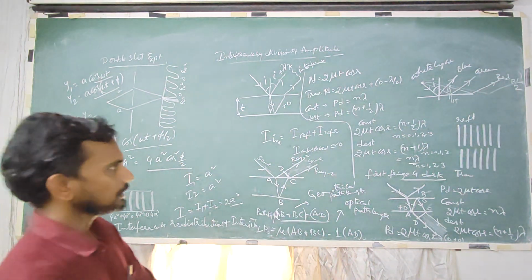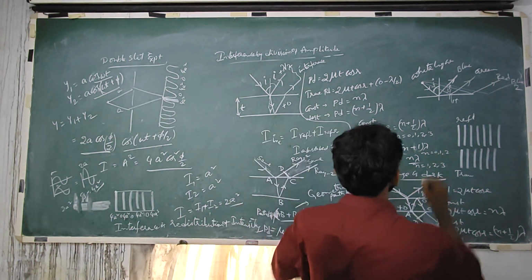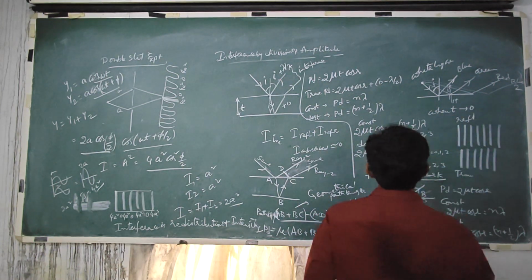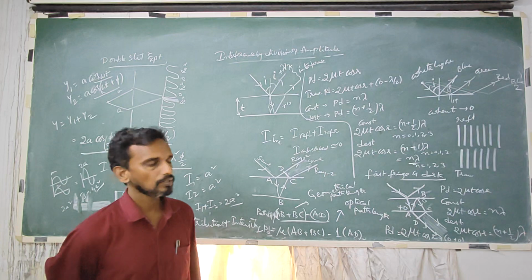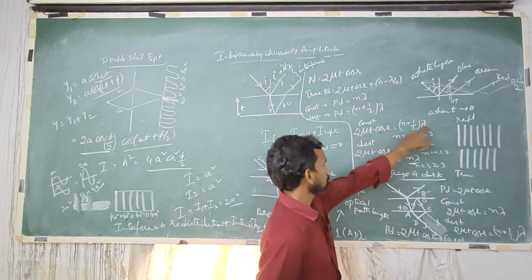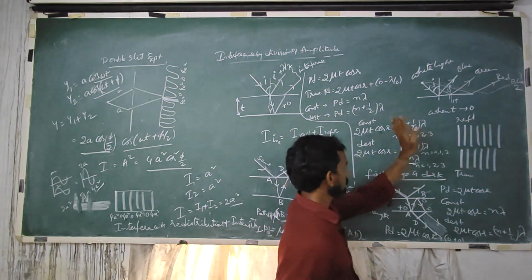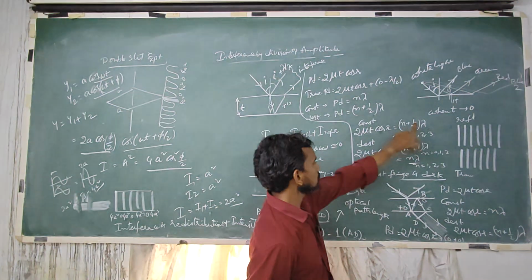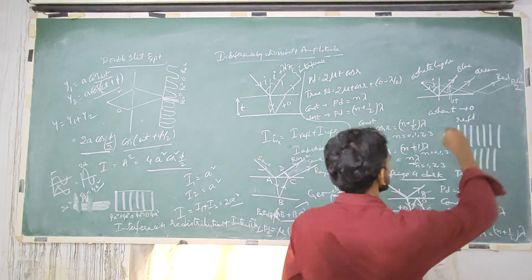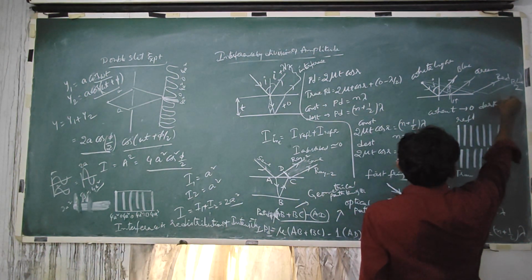Okay. Another case, when thickness is very low, when t tends to 0. When t tends to 0, what happens? All visible colors may get diminished, and we may get only one option, lambda by 2 will be left. So when t tends to 0, you get dark in reflection.